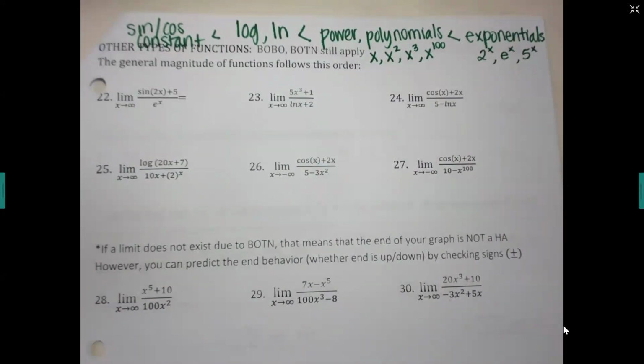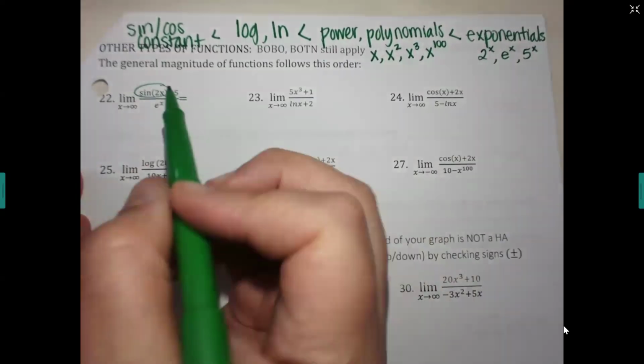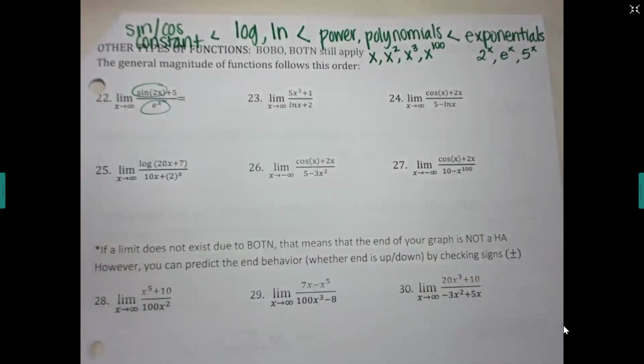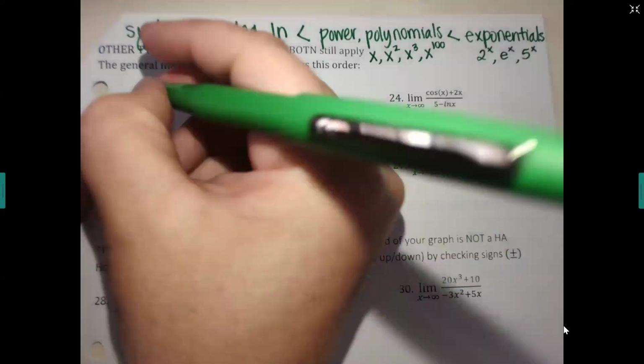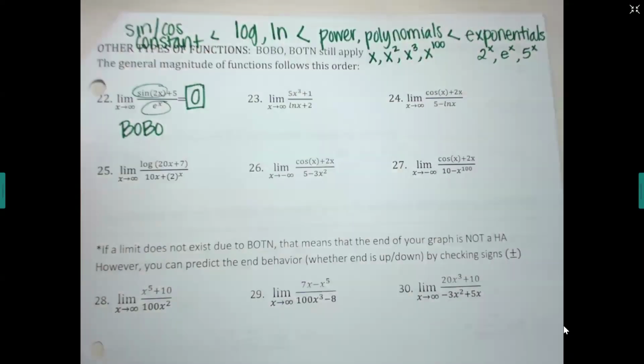Okay, so take a look at your next problem set. We want to find the biggest thing on top versus the biggest thing on bottom. So for number 22, the biggest thing I have on top is sine. The biggest thing I have on bottom is e to the x. Sine is in the smallest category. Where does e to the x go? Biggest category. Then who's bigger, top or bottom? E to the x, which is on bottom, makes it a Bobo, which goes to 0.